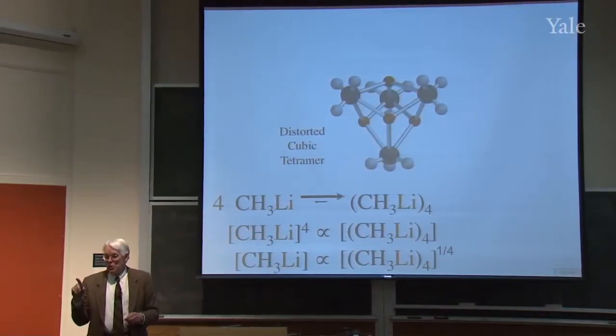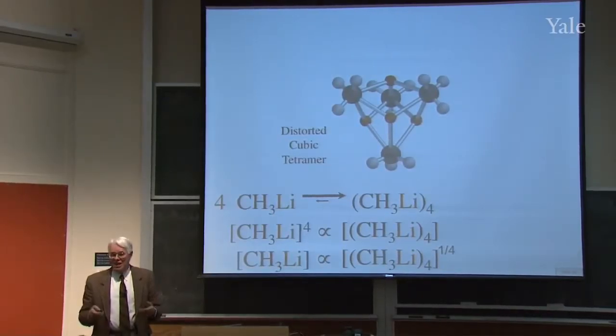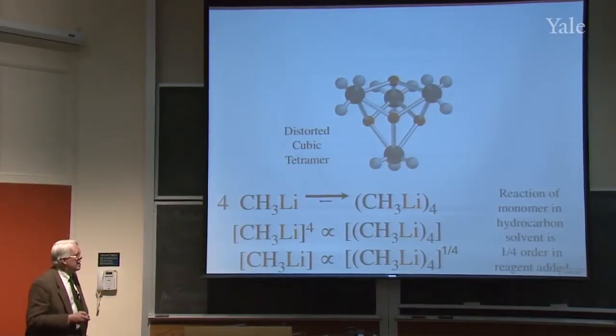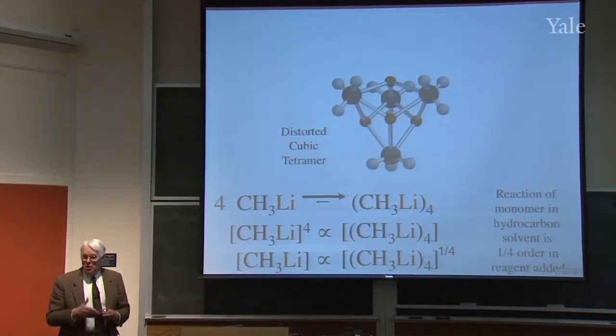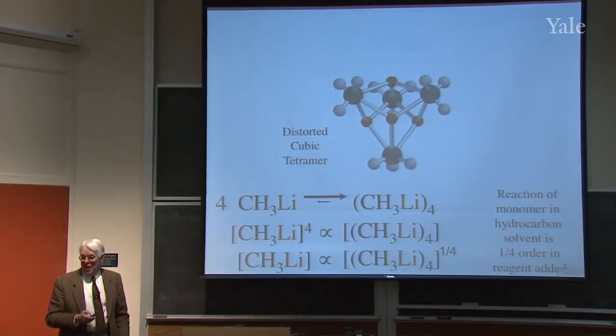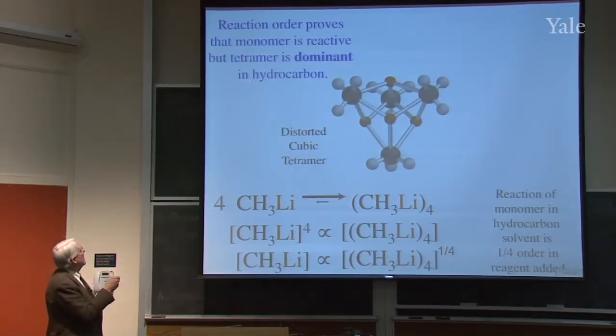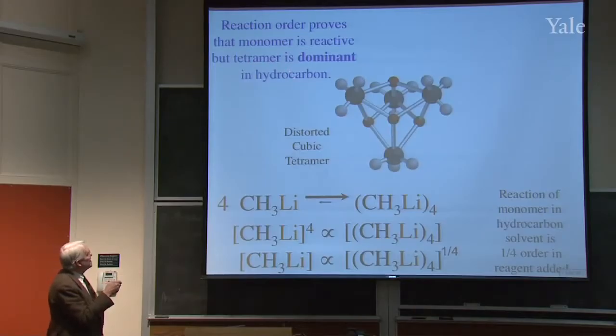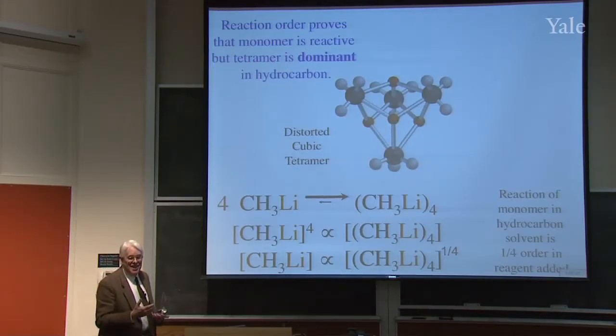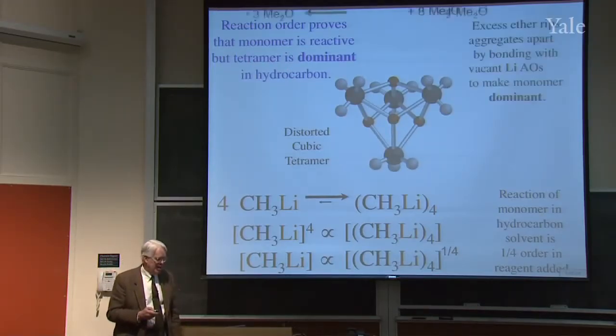Right, by a factor of 2. So it would only double the rate, right? So the reaction of monomer in a hydrocarbon solvent turns out to be 1/4 order in how much reagent you add. But the reaction order proves then that the monomer is reactive, but the tetramer is dominant in the hydrocarbon, right?